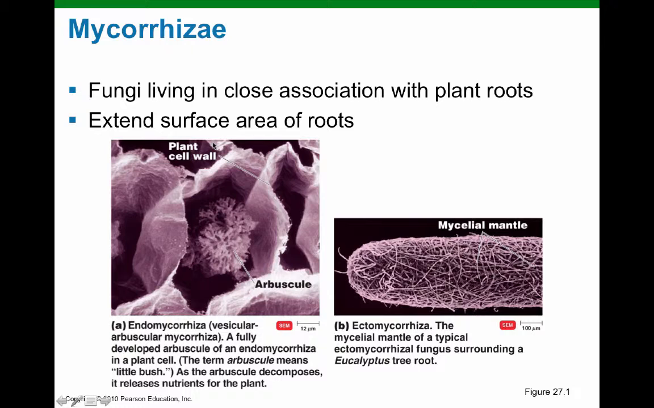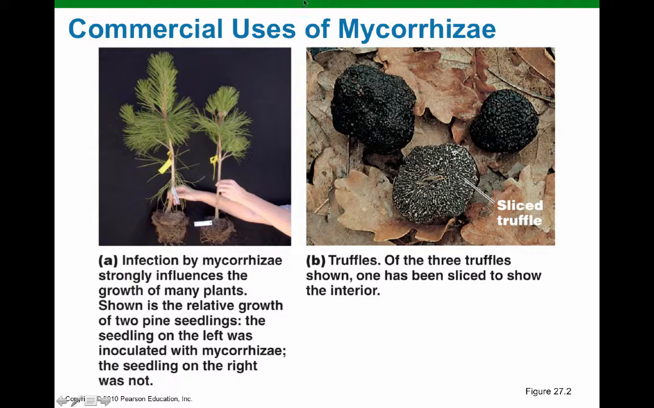Also, mycorrhizae, these are a specific type of fungus that grows on plant roots, and this actually helps to extend the surface area of the root. So it aids in the plant's ability to extract water from the environment and also nutrients in the surrounding area. And there's commercial uses of this. Just looking at these seedlings, the one on the left has been inoculated with the mycorrhizae, the one on the right has not, and you can see the difference in the relative growth. They grow better, so this can be used as a commercial application.